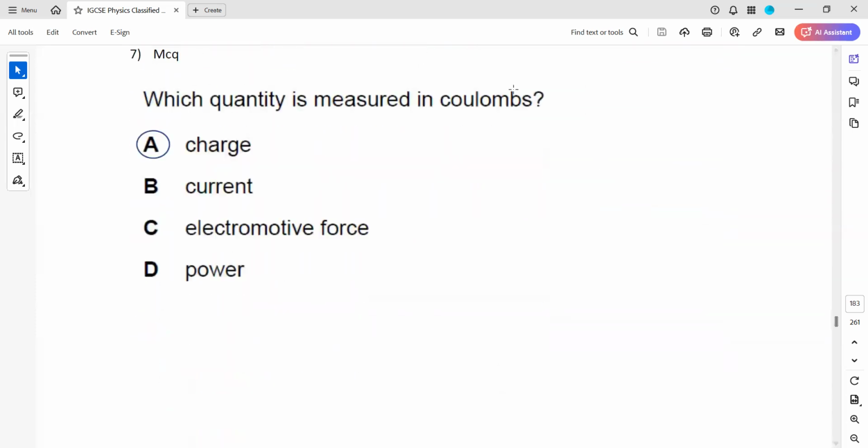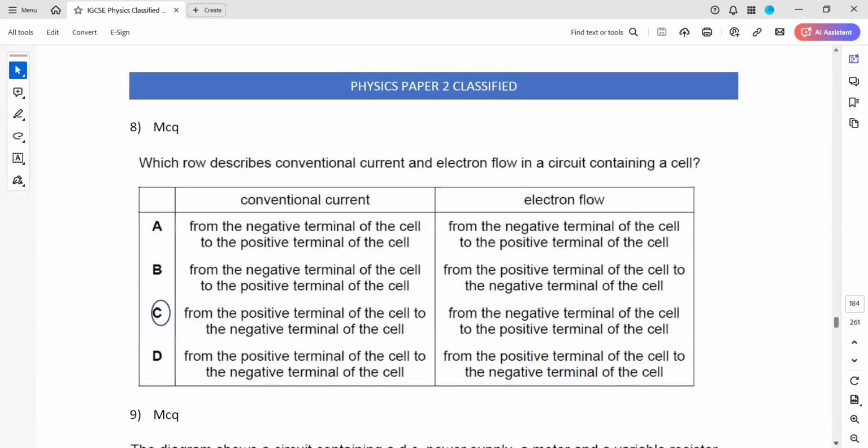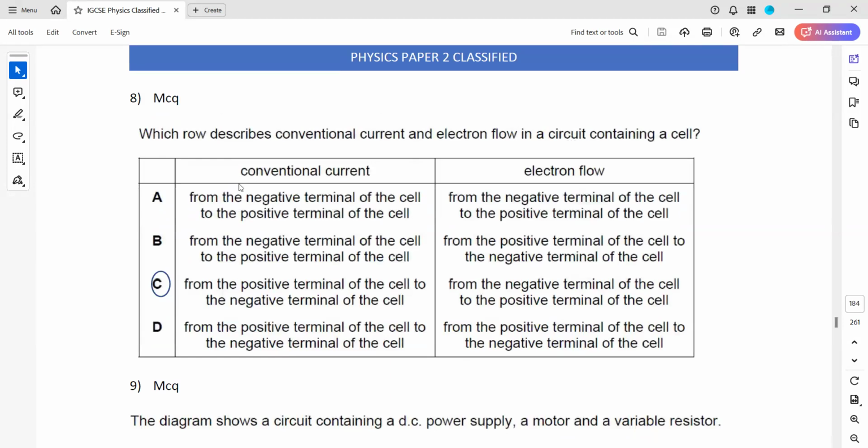Which quantity is measured in coulomb? Charge is in coulomb, current is in ampere, EMF is in volts, and power is in watts. The direction of conventional current is from positive to negative, and electron flow is from negative to positive. So conventional current goes from the positive terminal to the negative, and electrons from negative to positive.